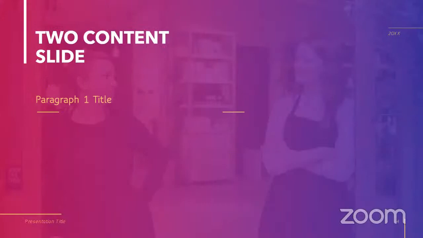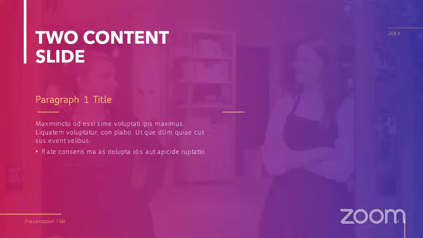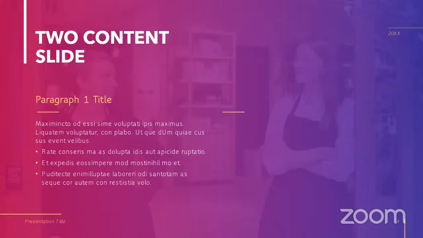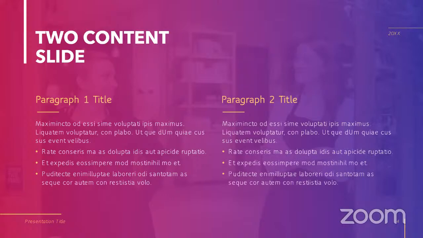Now as I click, the first time the two content slide title came and paragraph one came, because I had set that animation accordingly. Now as I click once more, you will see all the points coming automatically. Till the time I don't click, the para 2 title is not going to come. So as I click, the para 2 title comes and the rest of the points also come with that. Now let's go to the next slide.